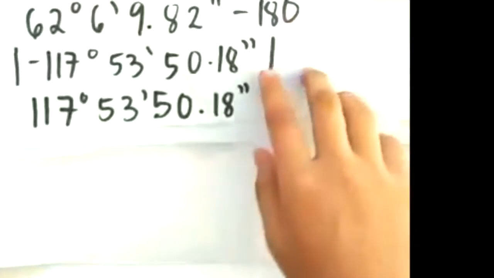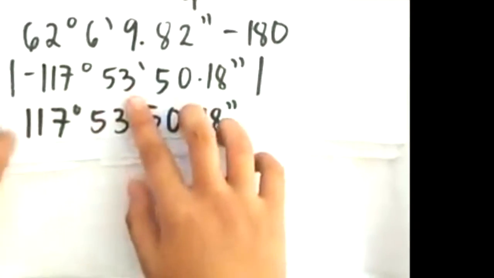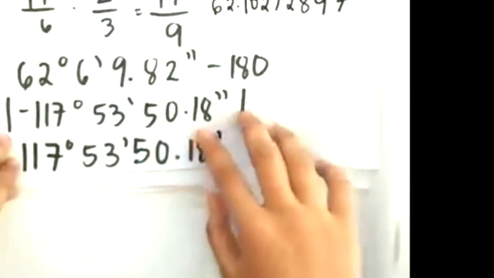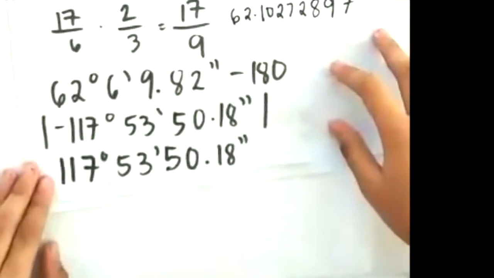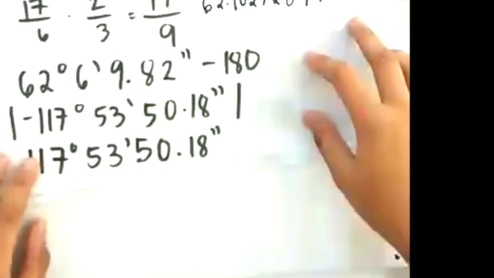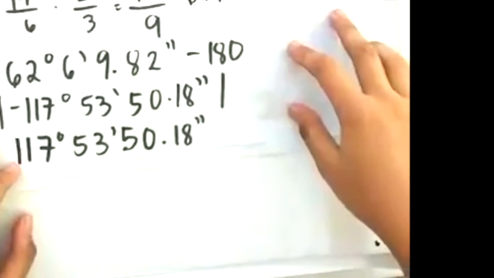You need to subtract 180 degrees from the answer, then the result will be negative 117 degrees 53 minutes 50.18 seconds. And get the absolute value of this to get 117 degrees 53 minutes 50.18 seconds.